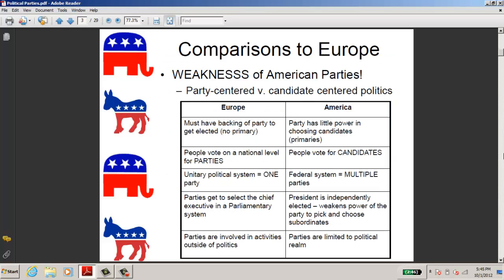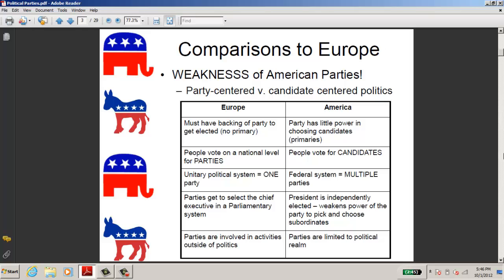Now, if we're to compare the American party system to Europe, you will see some fundamental differences, and this certainly helps to explain some potential reasons for our partisan bickering and potential dysfunction within our political system. The biggest thing to note, and keep this in mind, American parties are weak compared to Europe. So Europe has a very party-centered system where the party wields a heck of a lot of power over governing. In America, it's very candidate or individual-centered. So let's break down some of these differences.